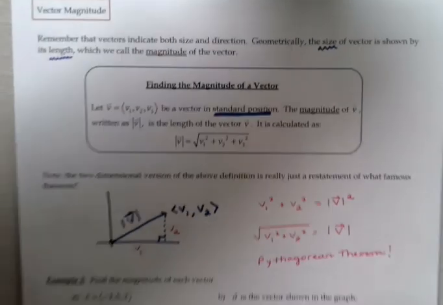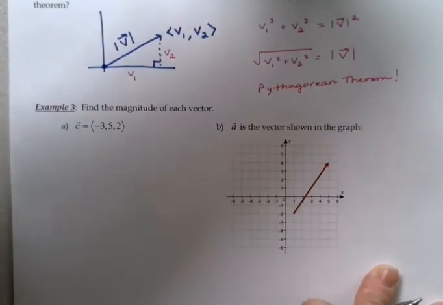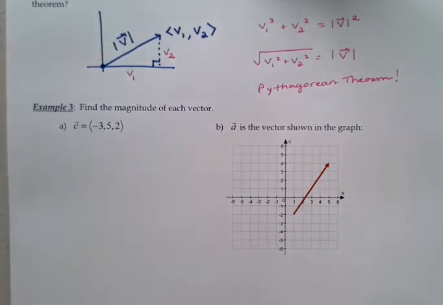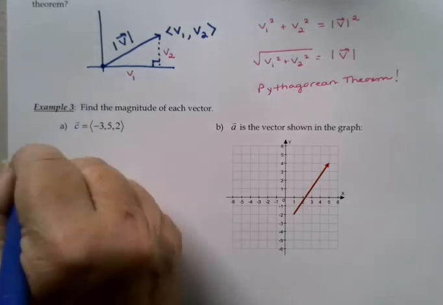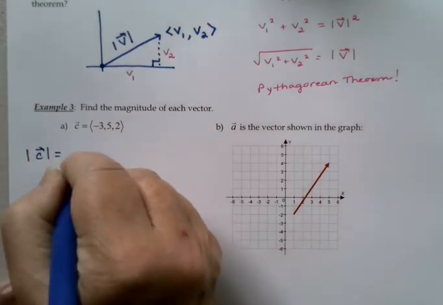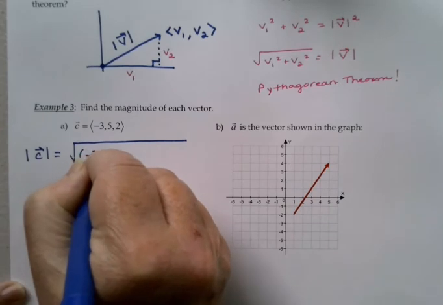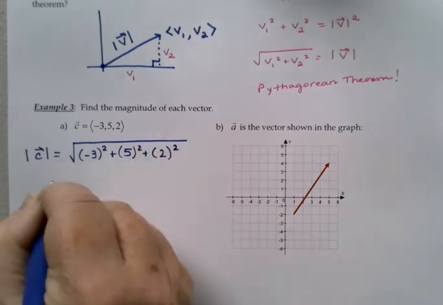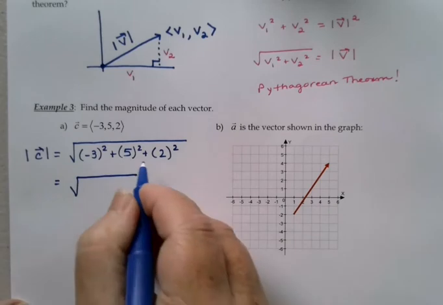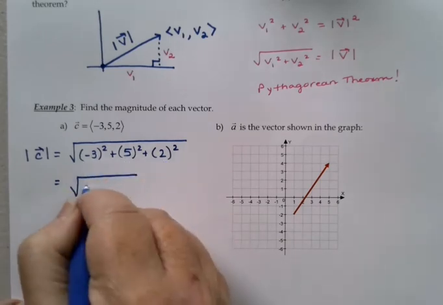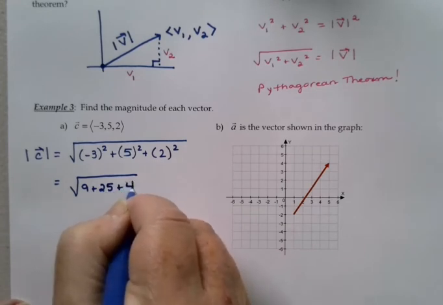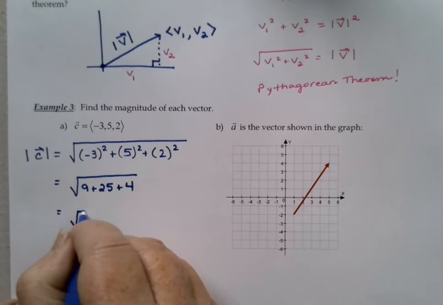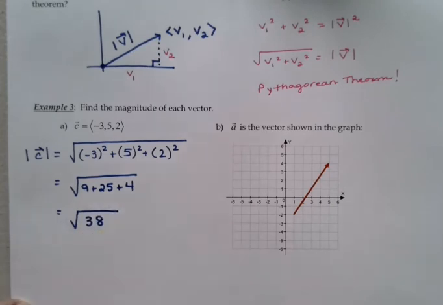All right, let's find the magnitude of a couple of vectors. The first one is given to us in standard position. I know that because of the angle brackets, so I can just go ahead and use my formula. This would be the magnitude of the vector c is the square root of -3 squared plus 5 squared plus 2 squared. What is that? 25, 29, and now let me write it out so I don't make another arithmetic mistake here. Let's see, 38. And so this vector has a magnitude or length of the square root of 38.